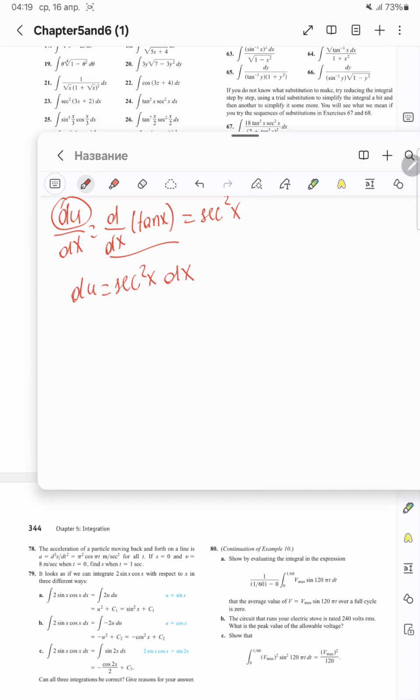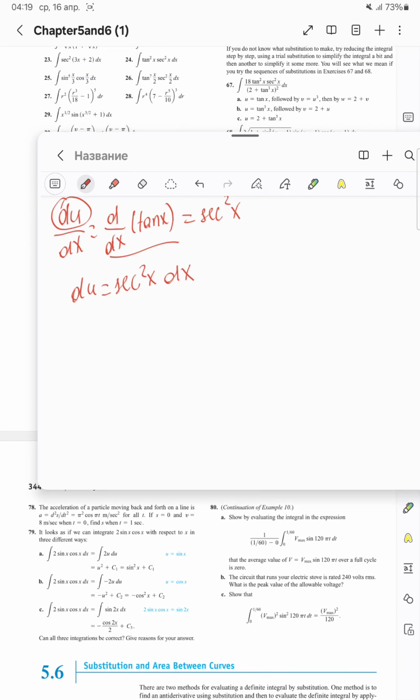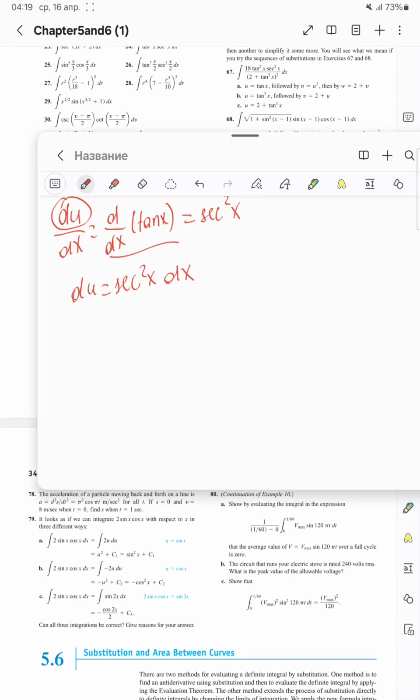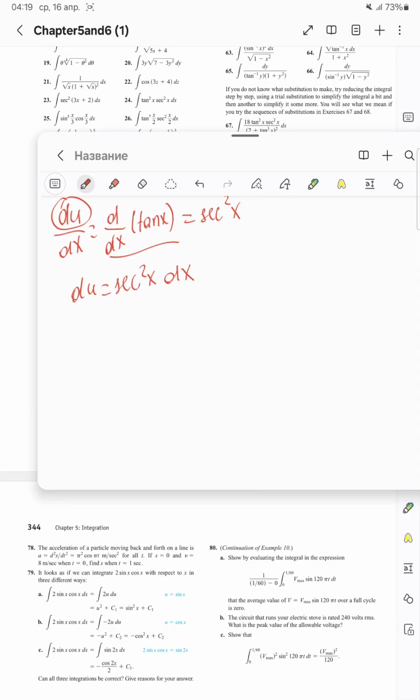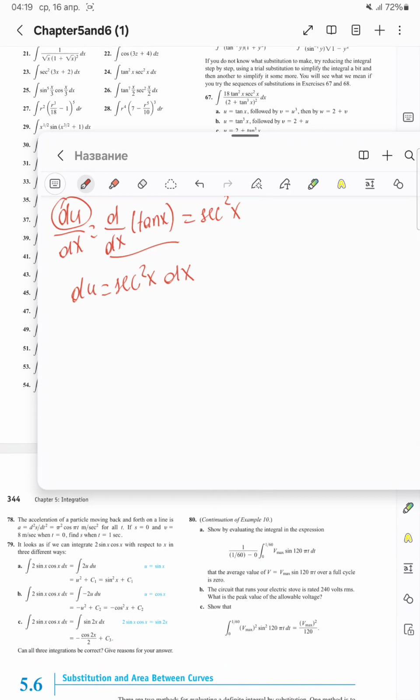Let's go and take another example. For example, I don't know, maybe 28.